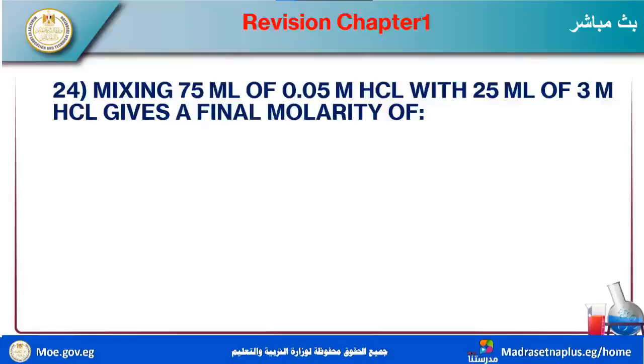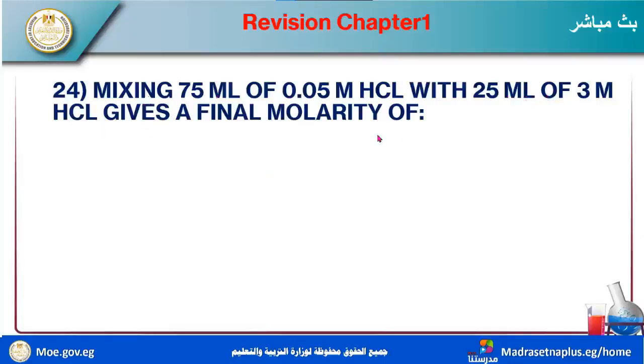Okay, the same way, you find the number of moles of each component. You have 75 mL of 0.05 molar HCl. You multiply 75 times 10 power negative 3 times 0.05. Now you can obtain the number of moles of HCl. Then with 25 mL of 3 molar, 3 times 25 over 1000, you can calculate the number of moles of HCl. We have the 2 HCl amounts added to each other.